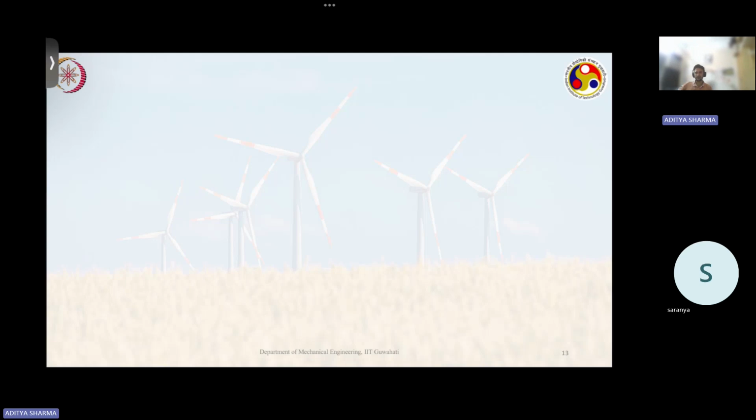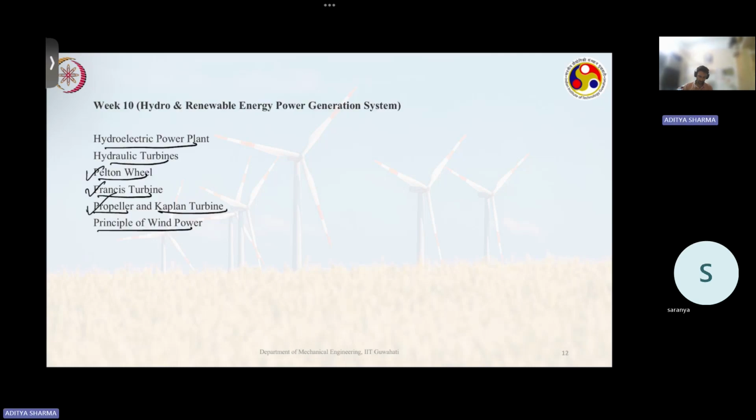So hydroelectric power plant basically is you are using potential energy of water, right? This is the basic idea behind a hydroelectric power plant. And the turbines that are used are Pelton, Francis, and Kaplan, right? So when is Pelton used? Pelton is used when you have low discharge, right? When you have medium discharge, you use Francis, and when you have high discharge, you use Kaplan.